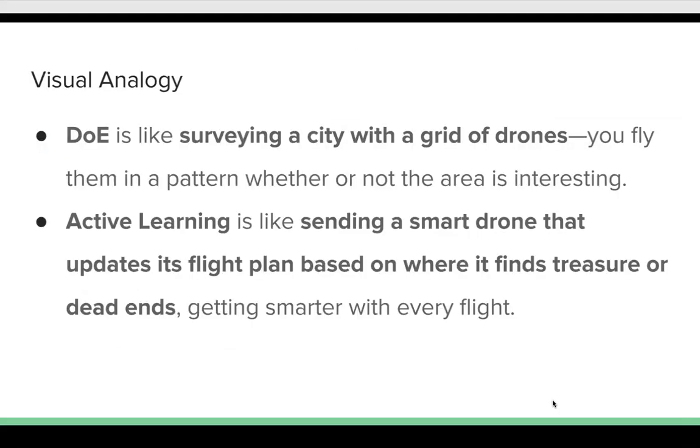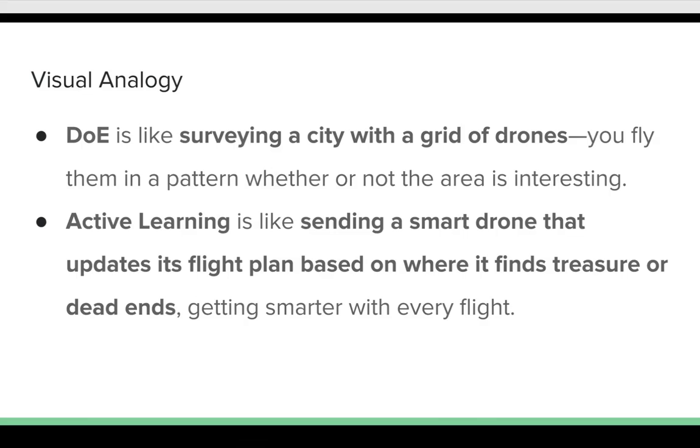So here's an analogy. Design of experiments is like surveying a city with a grid of drones. You fly them in a pattern, whether or not the area is interesting. So you basically say, I'm going to survey the entire city using a grid, and it doesn't really matter whether you want to map that area or not. You will go and spend the time and money to map it.